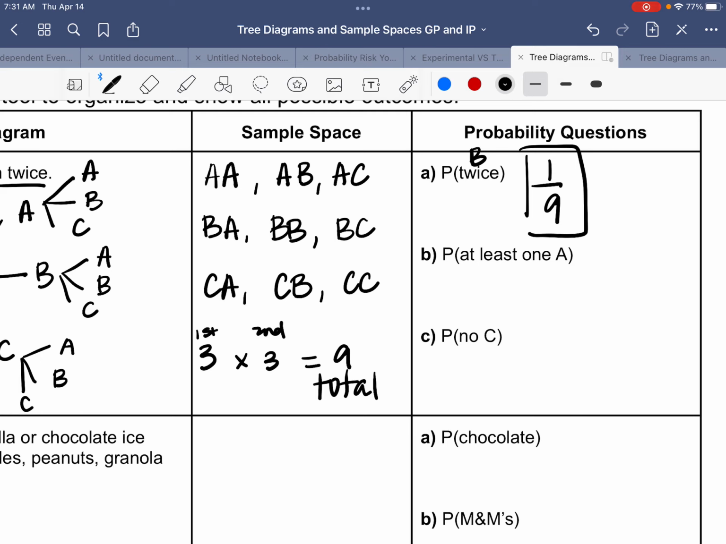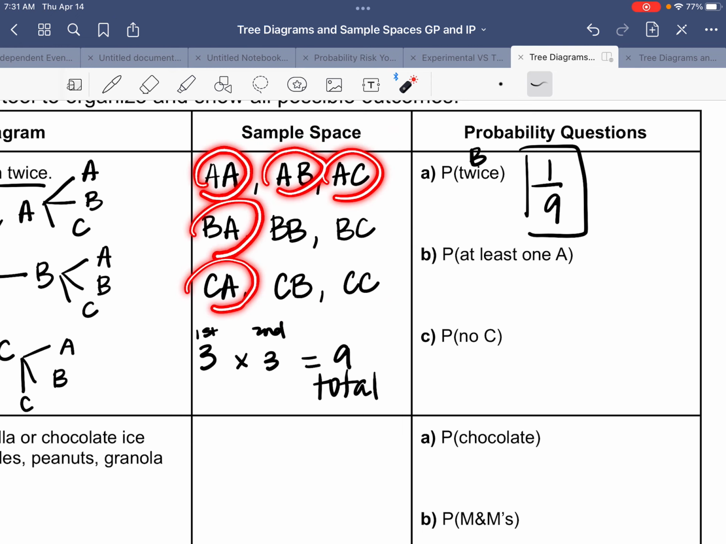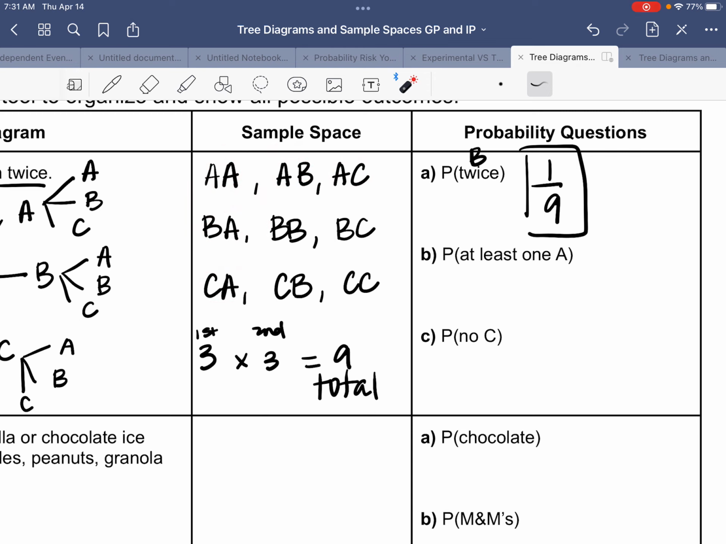Our next question here says probability of at least one A. So again, I go and I look at my sample space, and I would need to know anytime an A comes up. And there are 1, 2, 3, 4, 5 possible outcomes there. So the probability of getting at least one A would be 5 over 9. That does not simplify, so 5/9 is my answer.